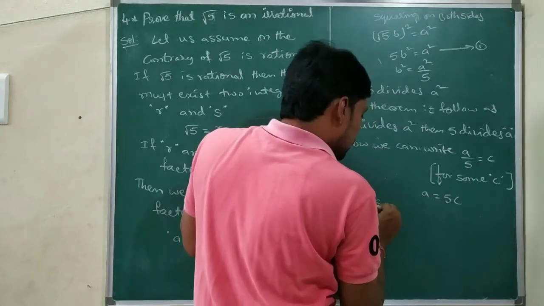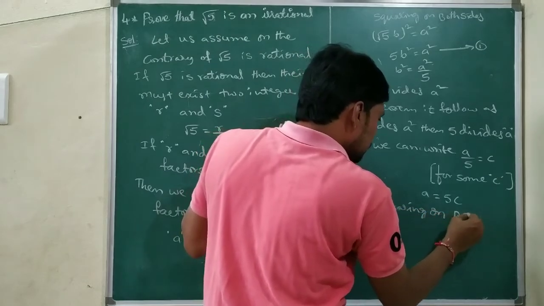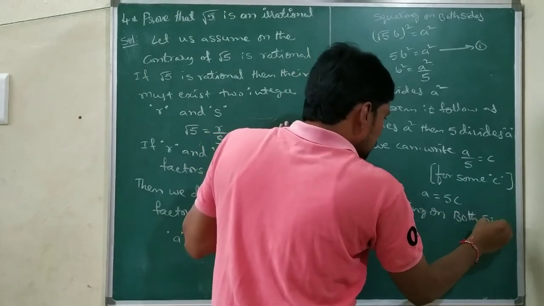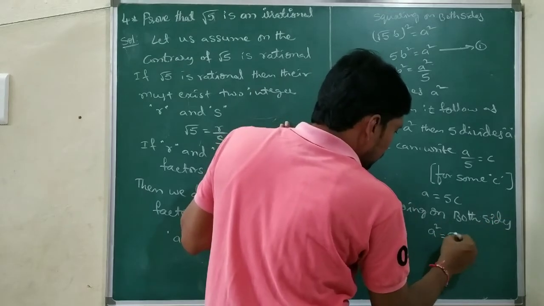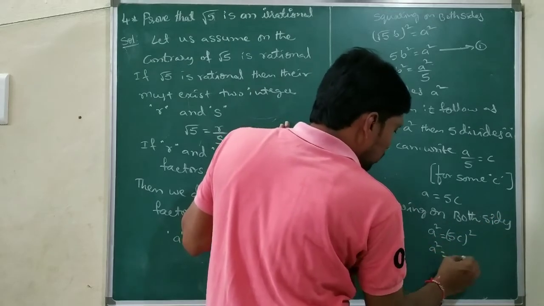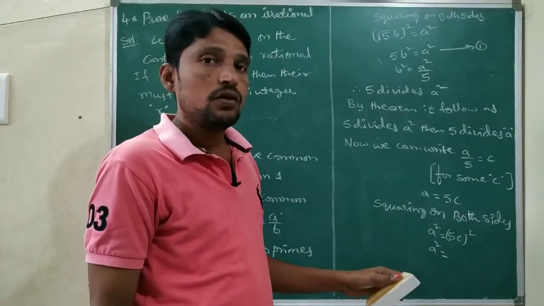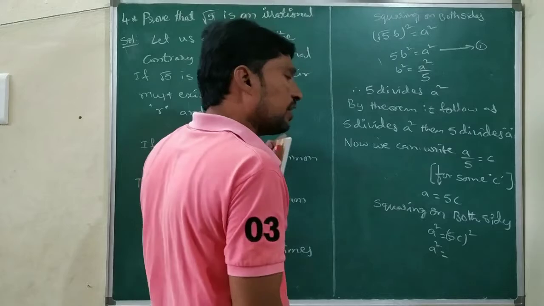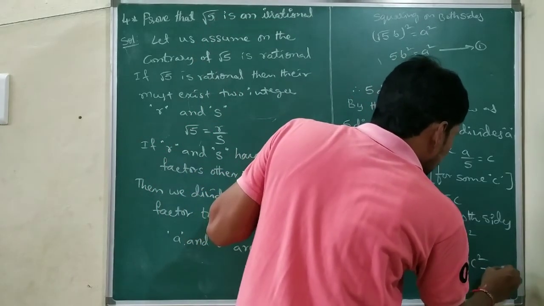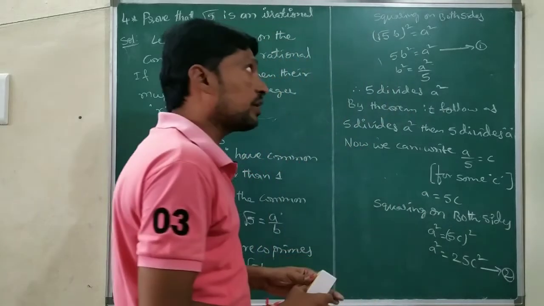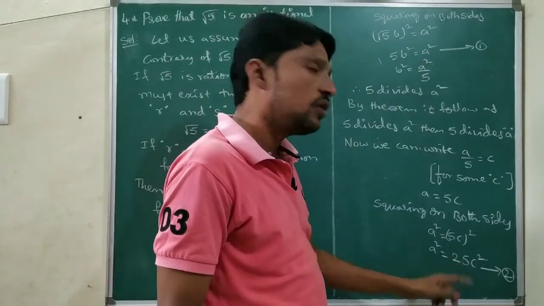Now again you can take the squaring on both sides. So a square equals 5c whole square. 5c whole square means 5c into 5c, that is 25c square. So this is equation number 2. Observe here, 5b square equals a square, and here a square equals 25c square.